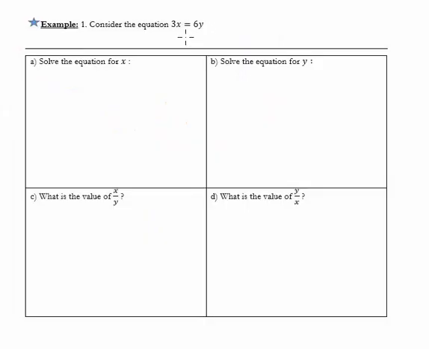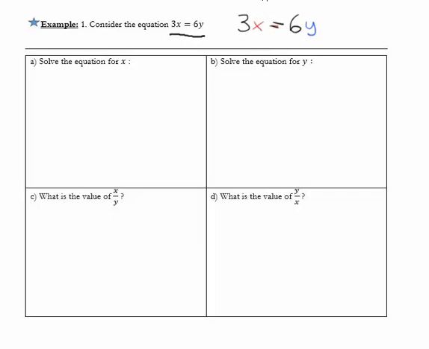Hi scholars, so we're going to look now at equations that have two variables. We're going to consider the equation 3x equals 6y, and just so we keep track of our variables, let's put them in a different color. So 3x equals 6, and we'll use blue, 6y. Now equations in two variables follow the same principles as equations in one variable, right?